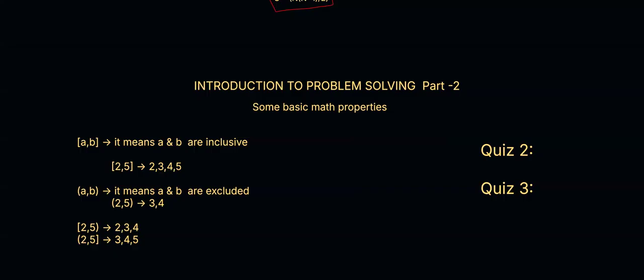In the same way, if you got this bracket with a comma b, it means a and b are excluded. It means you need to exclude 2 and 5 and return just 3 and 4. In the same way, if you got 2 comma 5 where 2 is with a square bracket, then 2 is included: 2, 3, 4. 5 is not included because it is not with a square bracket. Here, 2 is not with the square bracket, so you need to exclude it, and 5 is with the square bracket, so you return 3, 4, 5, correct?